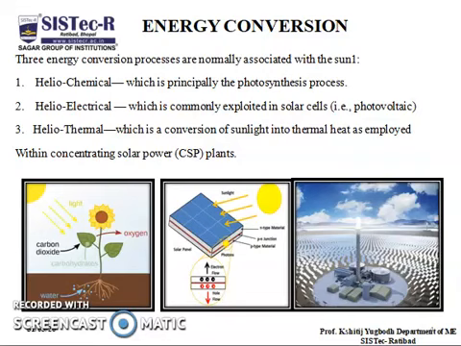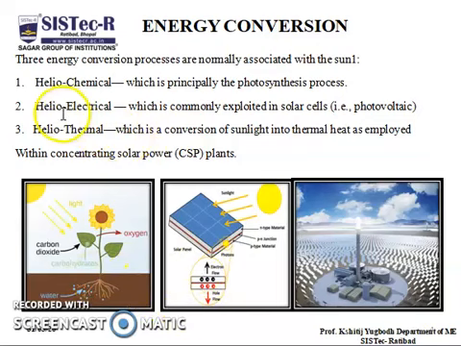Now, what is energy conversion? Whatever energy is coming from the sun, we cannot directly use that. There are some processes by which we can use the sun's energy for useful work. So there are three energy conversion processes normally associated with the sun. The first process is known as the heliochemical process, which is principally the photosynthesis process by which plants use the energy of the sun for their food.